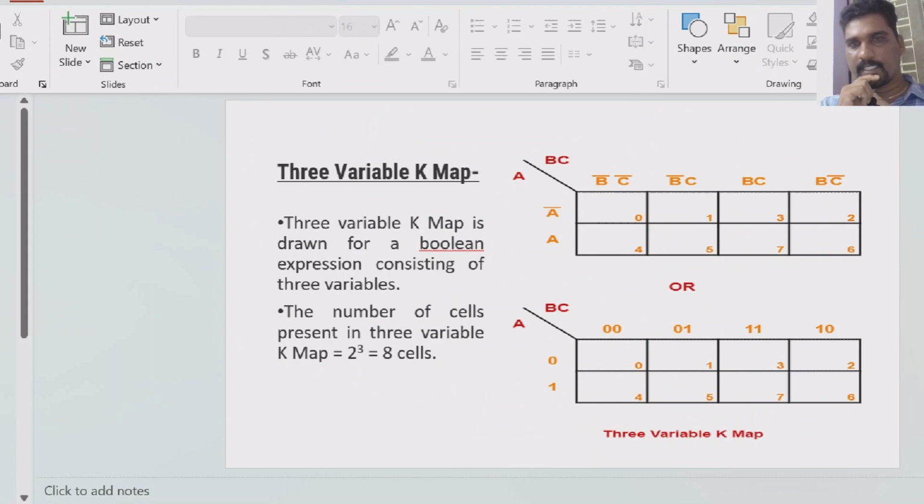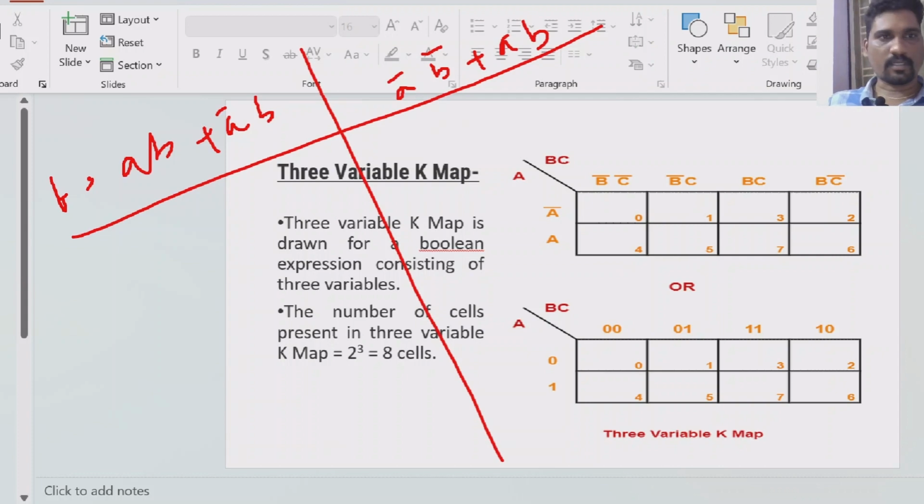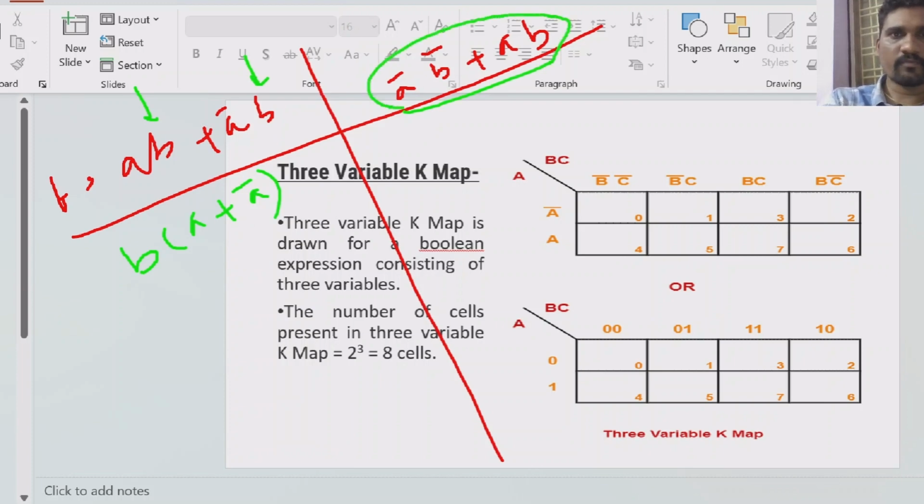For example, I am going to consider some expressions. One is f equal to ab plus a bar b, and I'll consider another expression, a bar b bar plus ab. These are the two expressions I am going to consider. As we discussed already, using the Boolean minimization technique we will try to reduce. What is the common variable here? Here b is the common variable. Now if you take b common, what is the answer? A plus a bar. For the second expression, is there anything common? No, we cannot minimize further. So what is the final answer? A bar b bar plus ab is the final answer.